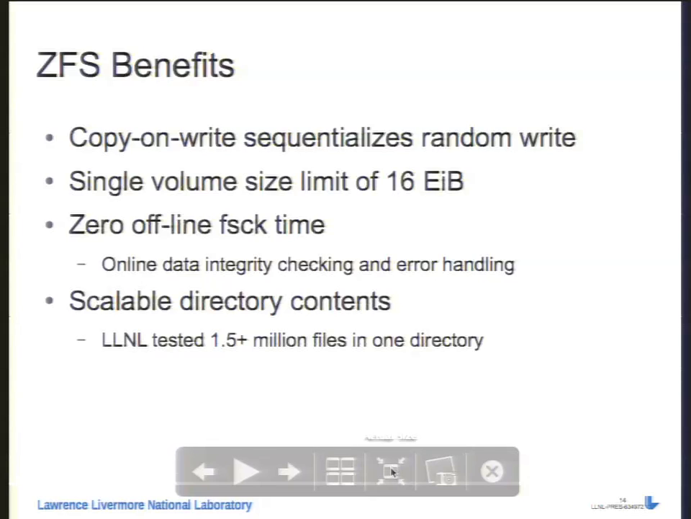ZFS, without doing any real extra work with it, already supports very scalable directories. I've personally tested having every single core on Sequoia open and write to its own file in one directory. So it takes a while. The MDS isn't as fast as we'd like it to be right now, but it works.